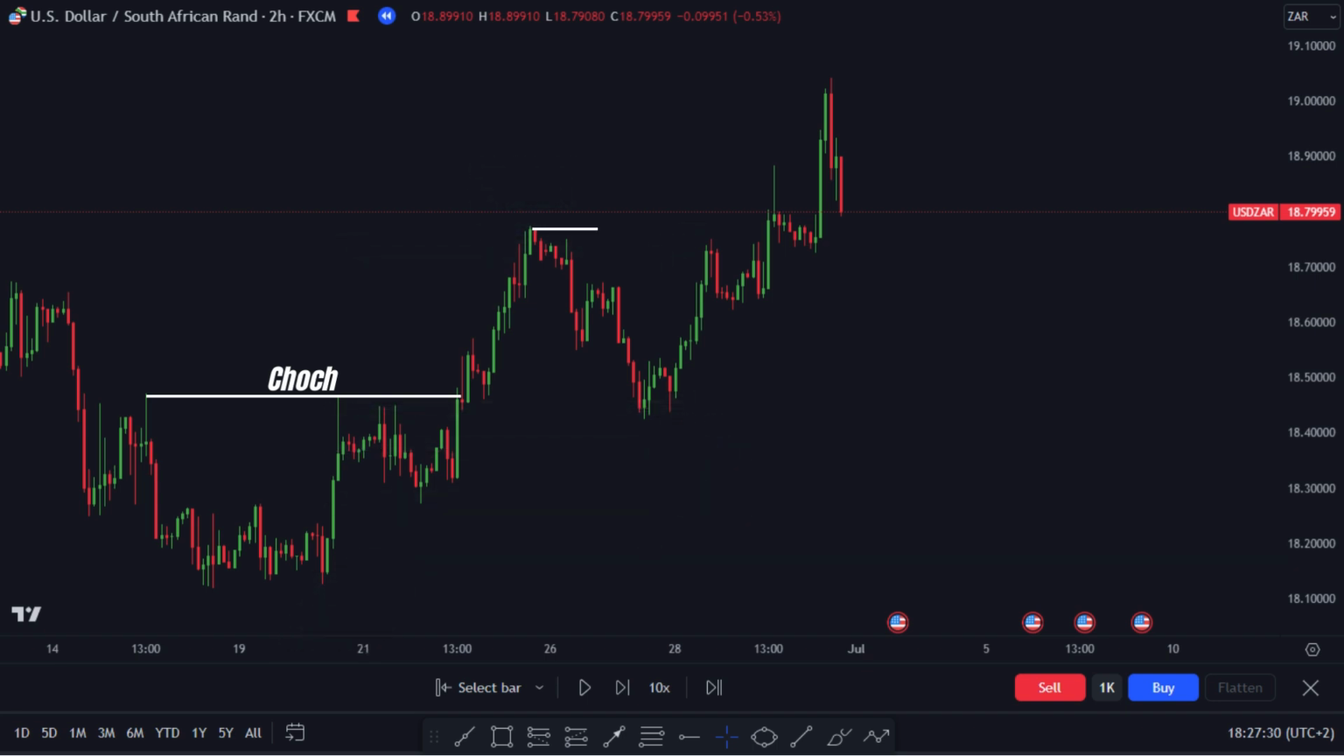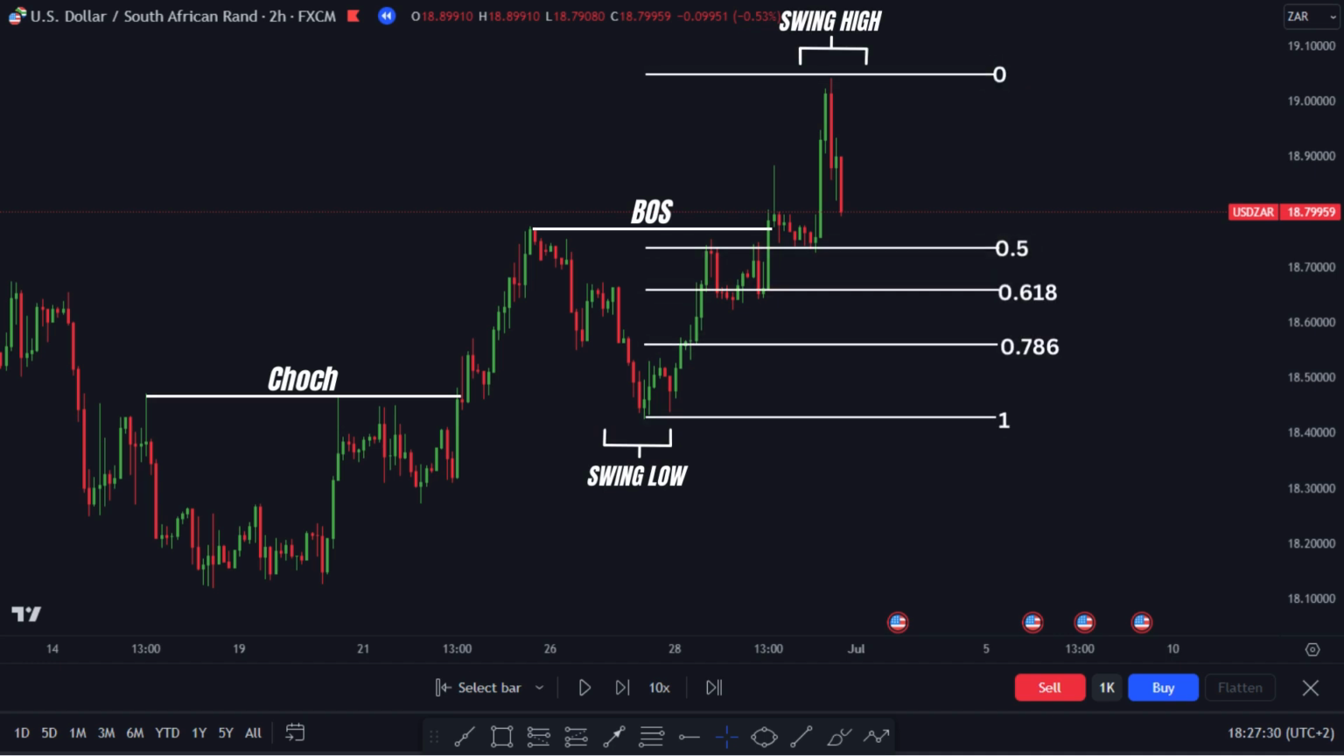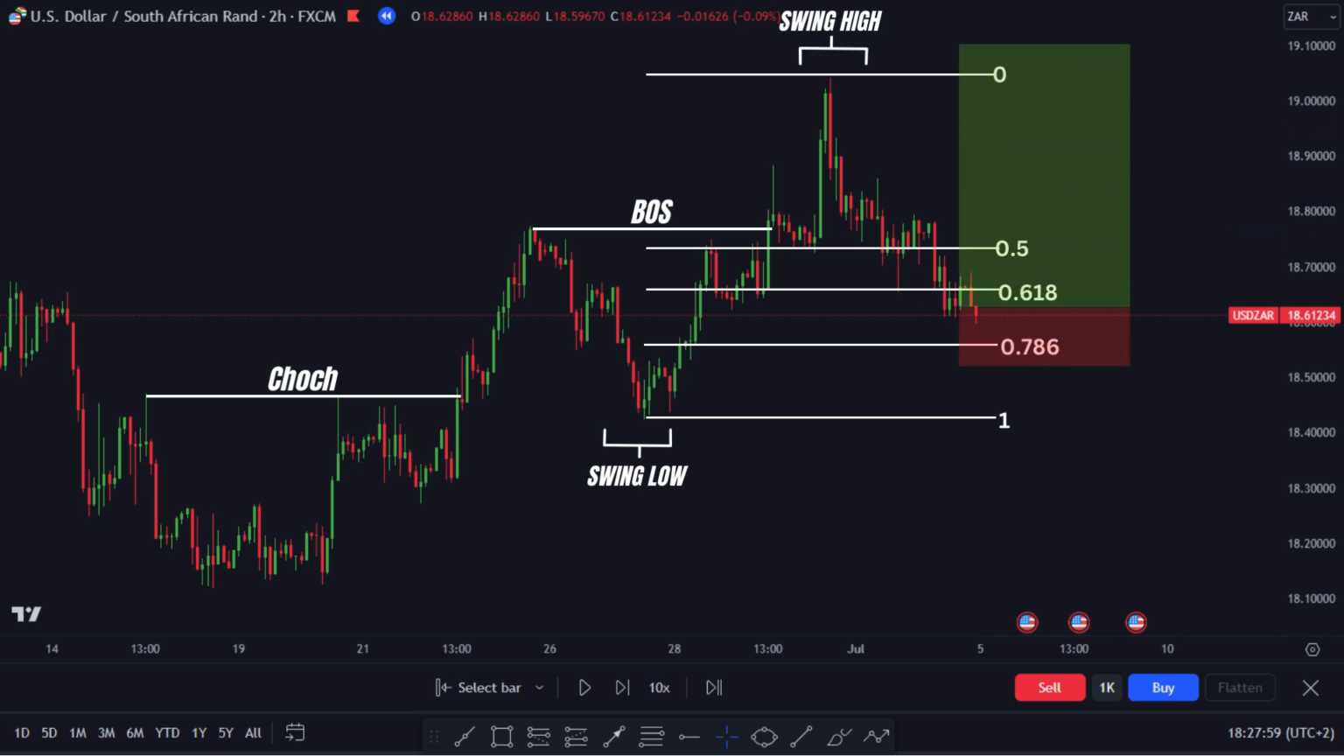When the price broke above the previous swing high, it indicated that buyers are still in control. We then identified our new swing points and inserted the Fibonacci tool. From here, we waited for the price to pull back and retest the 61.8% level. At this point, we executed our buy orders with a stop loss below the 78.6% level and set our take profit above the swing high. After some waiting, the price will most likely push up and reach our target.